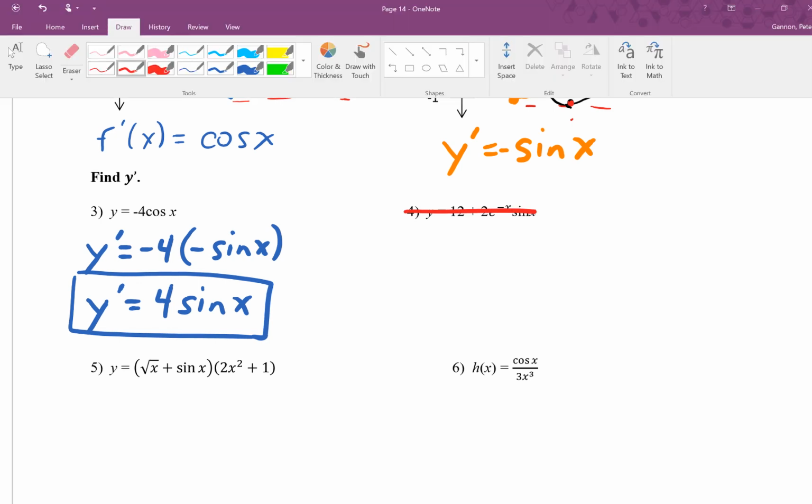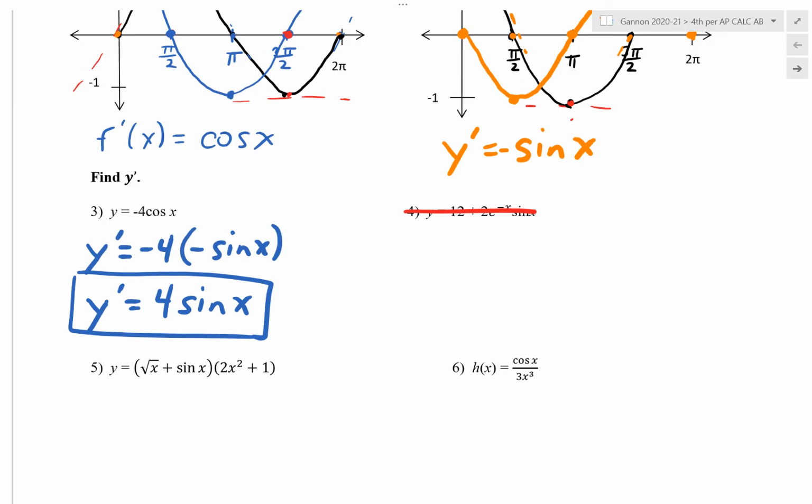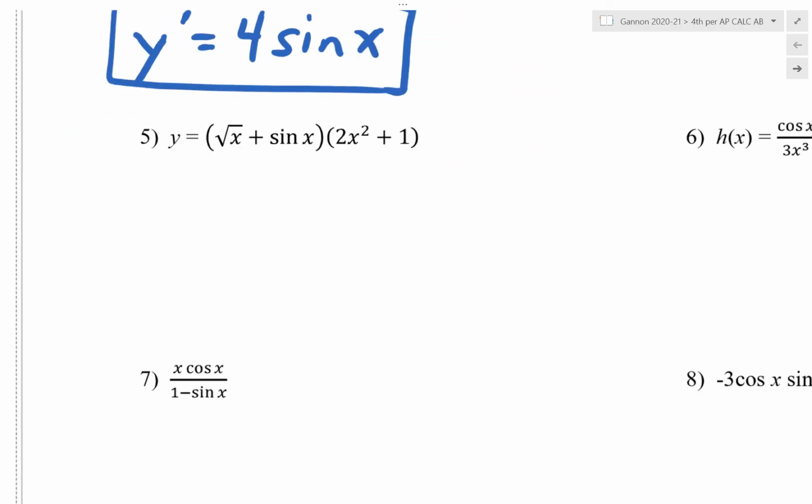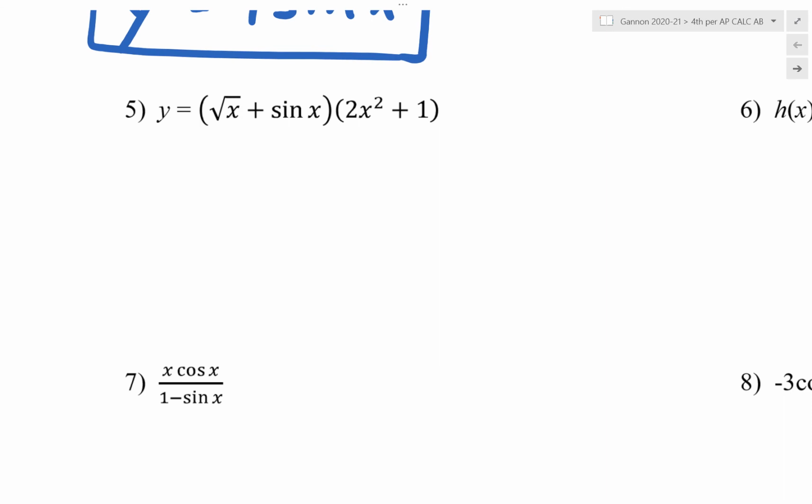All right, then if we come down to the next example, take a look at number 5. We've got y equals the quantity square root of x plus sine of x times the quantity of 2x squared plus 1. Now, one thought might be to distribute through and take the derivative that way. That way you might think you don't have to use the product rule. But really, because of that sine of x, we're going to need the product rule no matter how we do this problem. So that's how we're going to approach it.